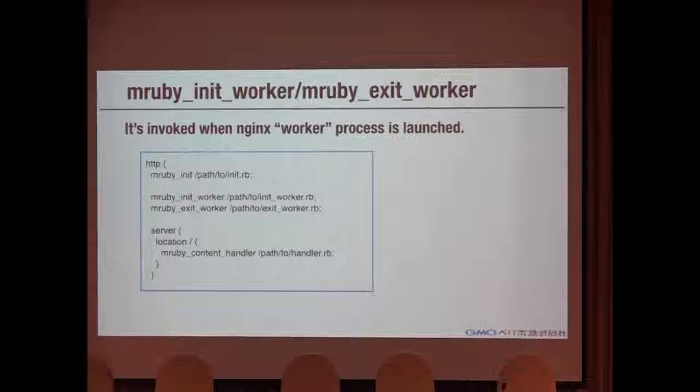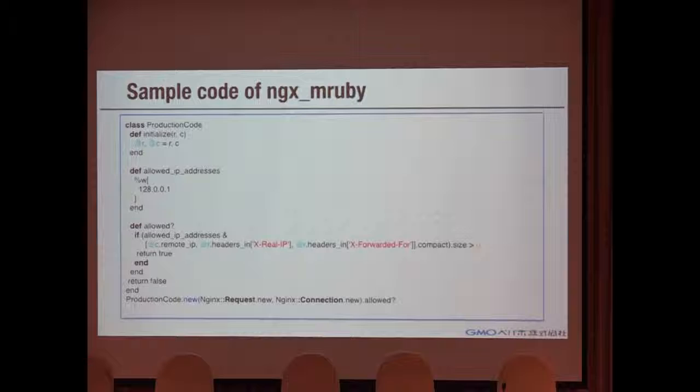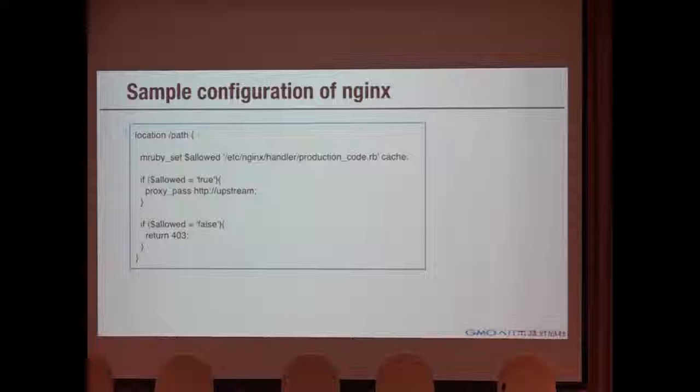This is sample code of ngx_mruby. ngx_mruby creates request and connection instances. We can use these for HTTP programming. This production code class handles these instances for access control, using the request and connection. It detects the client IP from the remote IP address in the connection instance or from some headers in the request instance. So we can access Nginx variables via the request or connection instances. I put this code using the mruby_set_code handler like this. Nginx handles the returned value of mruby, and the access control runs before the middleware layer on Rails.